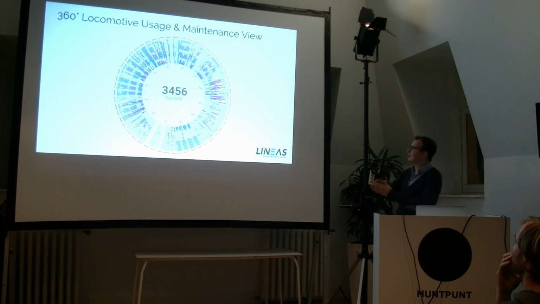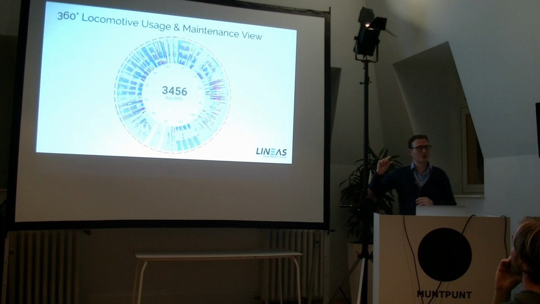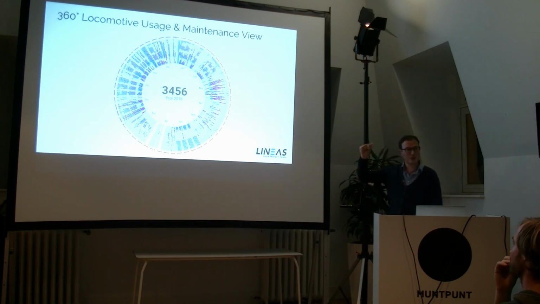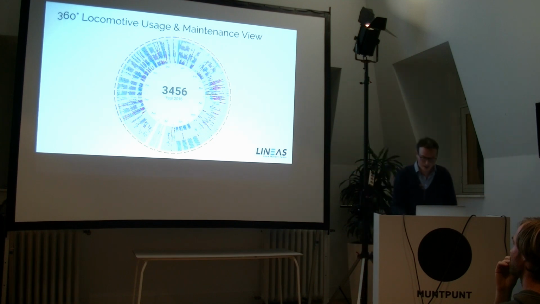For example, we added a layer of information about region assignment, so each dot represents a day, and the color is associated with a region. You see that this locomotive was assigned to a single region up to August, and then it switched regions, and then you can see a drastic change in the usage of the locomotive.